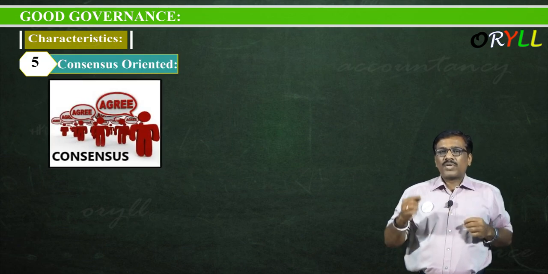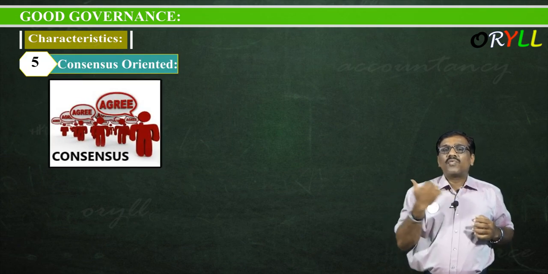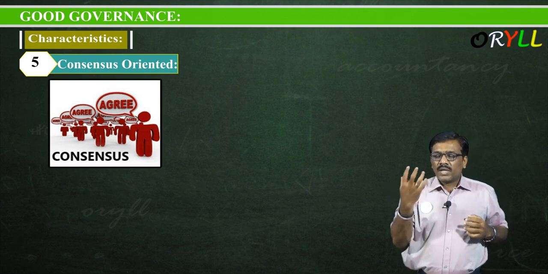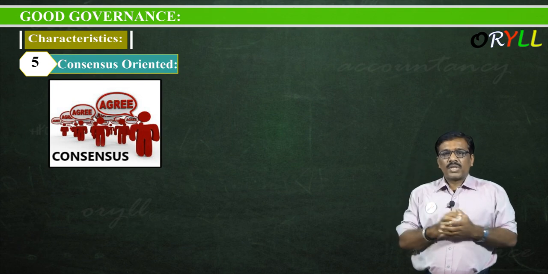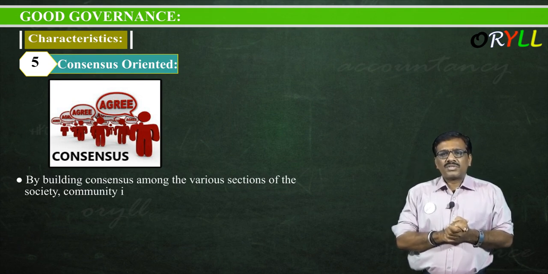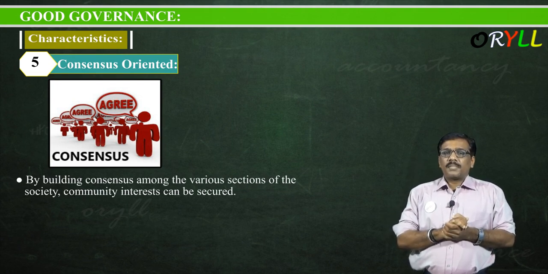Consensus means what? You have to take the opinion and decision. You should involve the people. You respect their decision and opinion while making any policy. By building consensus among the various sections of the society, community interest can be secured.